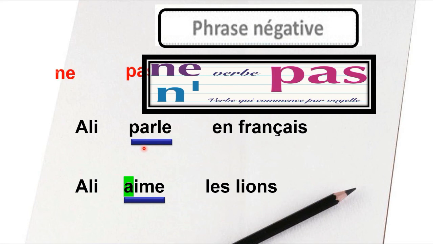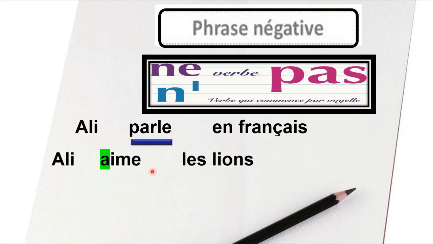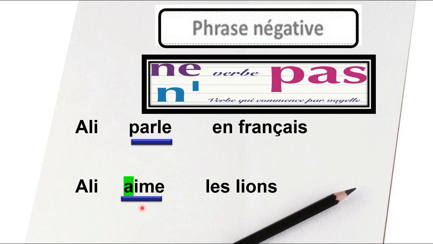So I will do it as a sandwich between the ne and the pas, with the verb between them. Here I use n apostrophe because the verb starts with a vowel. Ali ne parle pas en français. Ali n'aime pas les lions. Look at now, I will do it again. I will search the verb at the beginning. Where the verb is parle. In the second sentence, where the verb is aime. So I will put pas after it. I will write pas anyway.